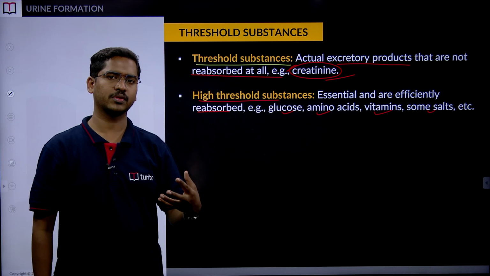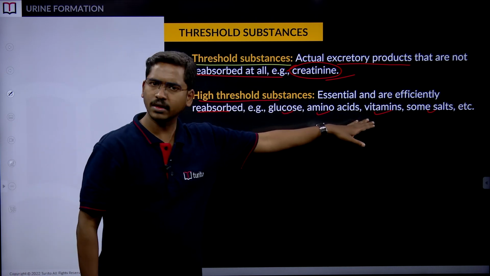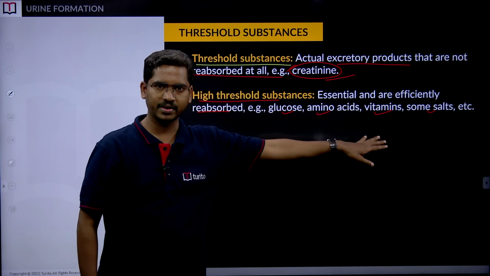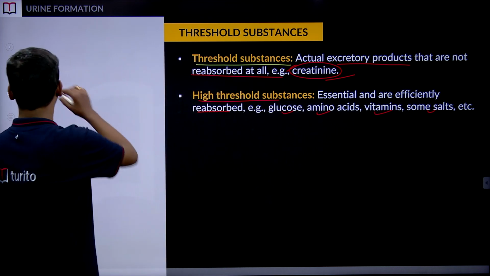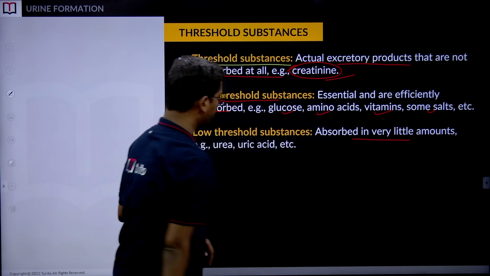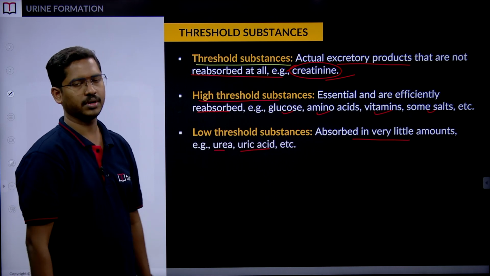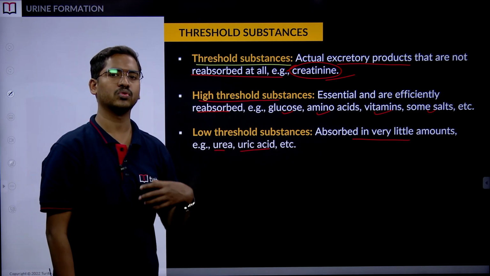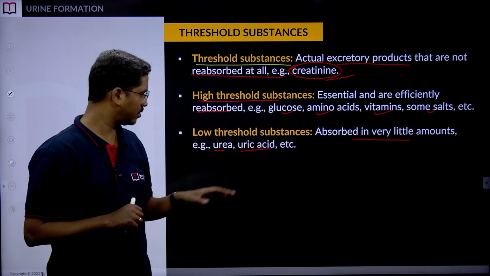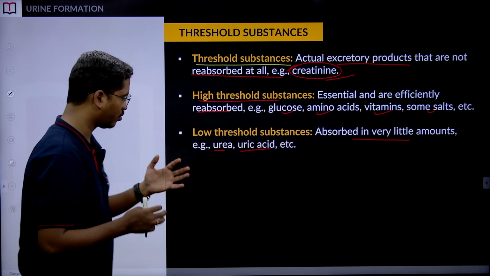Threshold substances are usually the excretory products, they should not be absorbed, but these are not excretory substances, right. So, these are certainly not excretory products, so we need them. That is why, when it comes to low threshold substances, they are absorbed in very little amounts, and the examples are urea and uric acid, right. Urea, uric acid and those substances which may contain ammonia are hardly reabsorbed, because these are the actual excretory products, they should not be in our body. So, that is what happens.